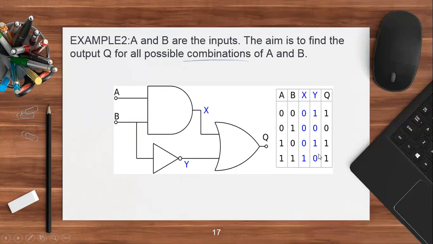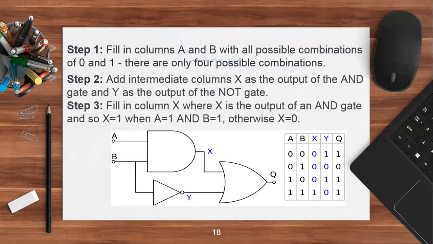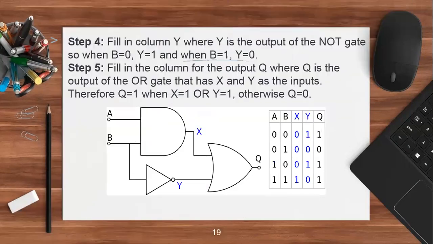So there is only one input. Then Q is again an OR gate, so it becomes 1 1 1 0 0 0 1 1 1 0 1. The steps of this combination are written. You can follow these steps.